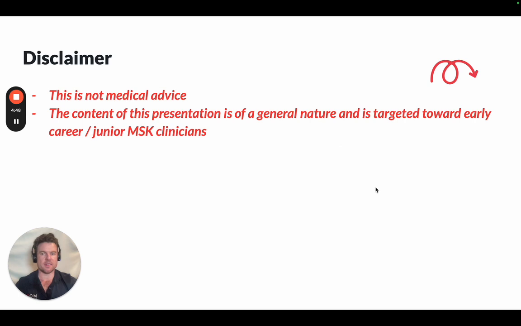A quick disclaimer, this is not medical advice and the content of this presentation is of a general nature. Again, it is targeted towards junior or early career clinicians working in the private musculoskeletal setting.